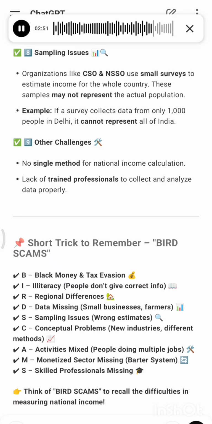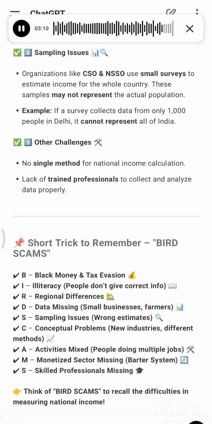Short trick to remember. BIRDSCAMS. B, black money and tax evasion. I, illiteracy. People don't give correct info. R, regional differences. D, data missing. Small businesses, farmers. S, sampling issues, wrong estimates.